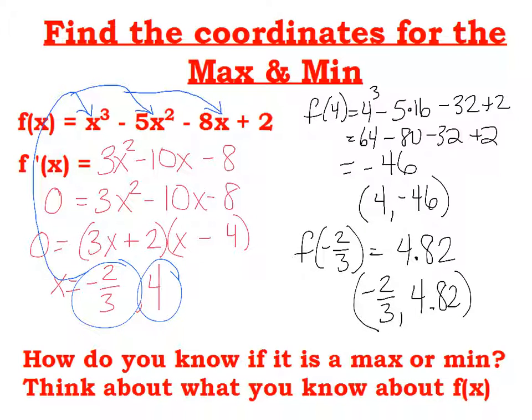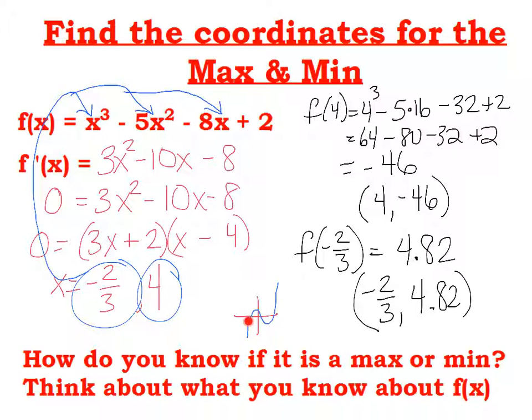Now, how do you know if it's a min or a max? That goes back to what we know about this function right here. This is a cubic function. We should know what that looks like. In general, cubic functions do this kind of thing. If you use these ordered pairs, and I know, as a regular cubic, because this was a positive value right here, as I read it left to right, the first critical point I get there is a maximum, the next one would be a minimum.